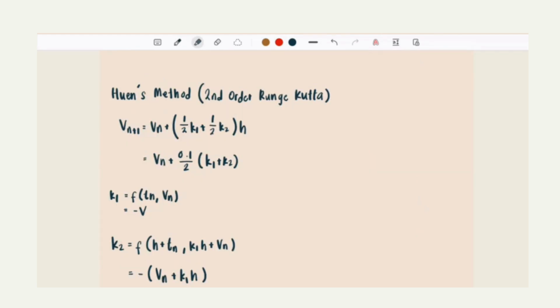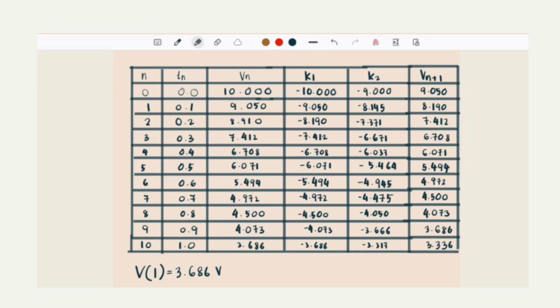For the second method, we will use Heun's method or second order Runge-Kutta. This is the formula for Heun's method. Here is the step-by-step table for Heun's method with step size 0.1. We find that when t equals 1, V is equal to 3.686 volt.